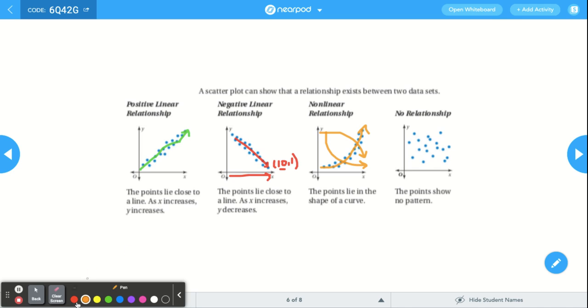And then the last one is showing no relationship. So there's no real pattern, right? I can't see that as the x number increases, the y number increases. You see how all the dots are kind of scattered around? That means that there's no pattern and there's no relationship between the dots.